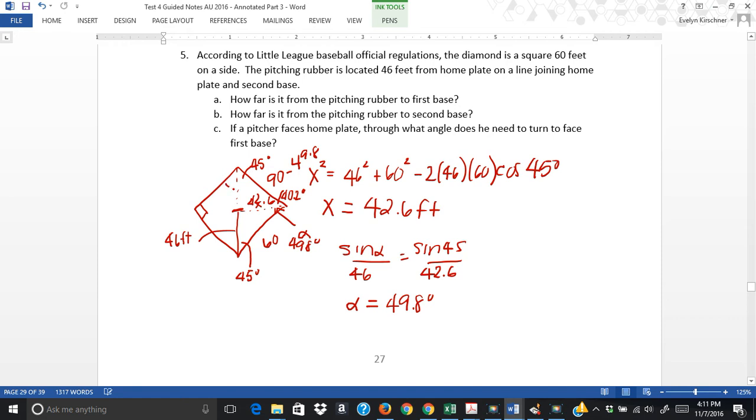So now I can find this distance y. So I know that the sine of 40.2 over y equals the sine of 45 degrees here over 42.6, that distance we found. And if I solve for that, it tells me that the distance to second base is 38.9 feet.